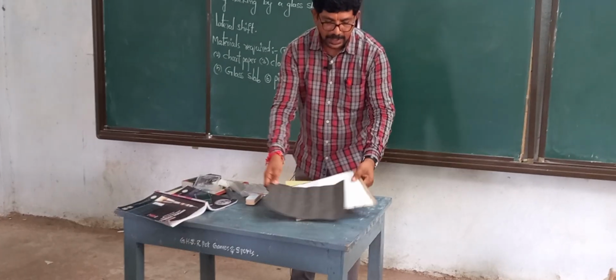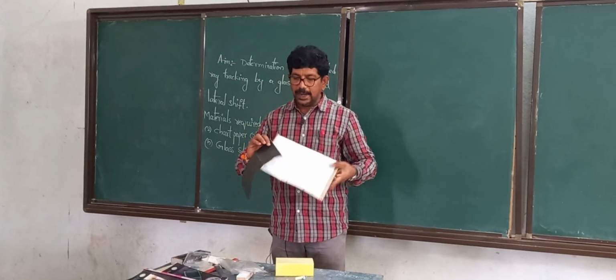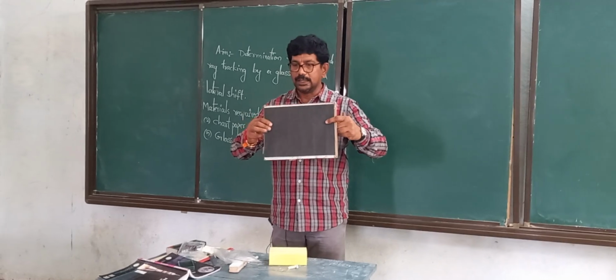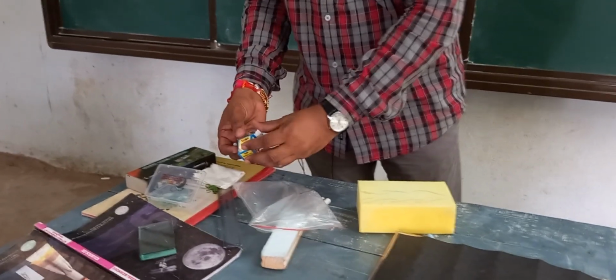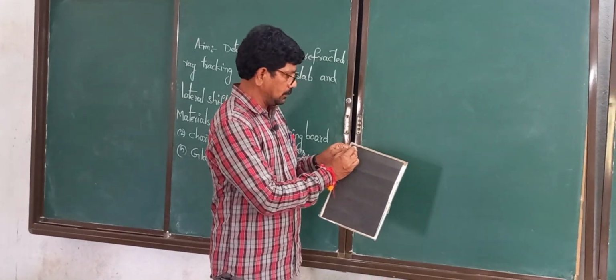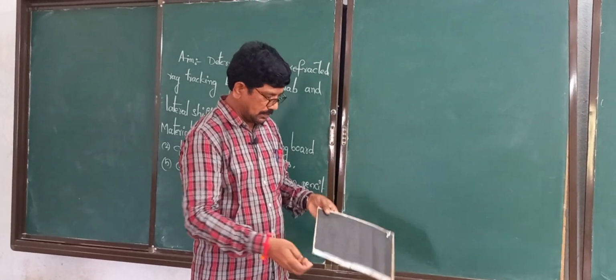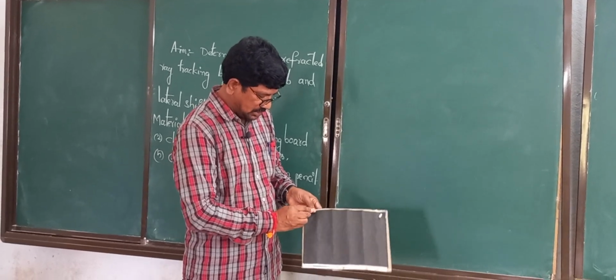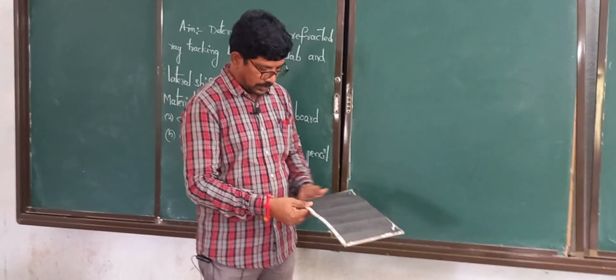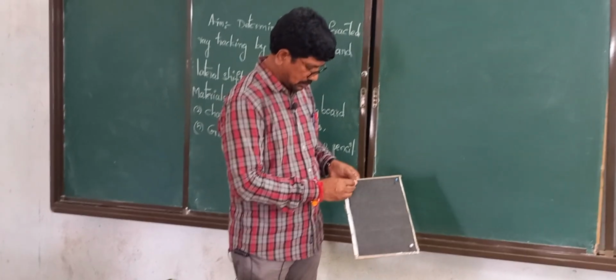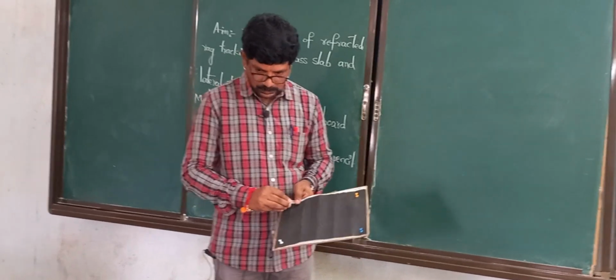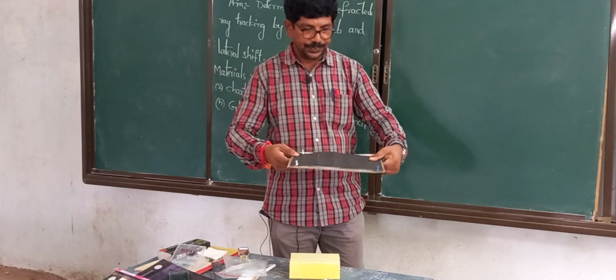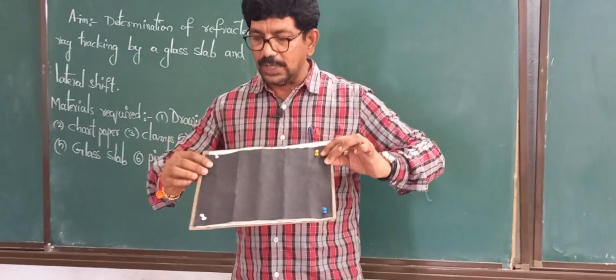Now the materials needed: a drawing board. Actually, I don't have the drawing board. I have taken my cardboard and a black paper. A drawing board and a black paper. To fix the paper, see what I am doing. I am fixing it with 4 drawing pins. I fixed the paper with the help of the drawing pins.